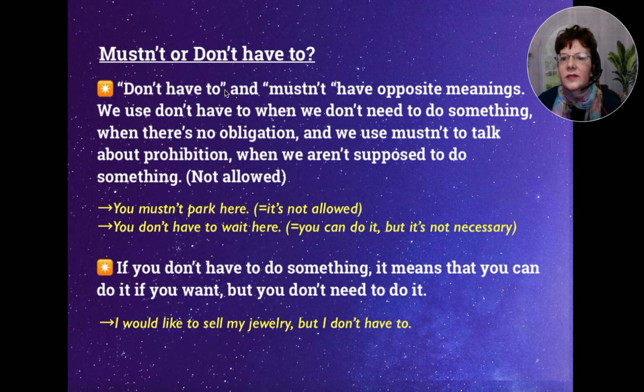Okay. Must or don't have to. Or, I mean, mustn't. Sorry. Okay. Don't have to and mustn't have opposite meanings. We use don't have to when we don't need to do something, when there's no obligation. And we use mustn't to talk about prohibition, prohibiting something, when we aren't supposed to do something. So it's not allowed. Okay, a couple examples. You mustn't park here. Now it means it's not allowed. And then you don't have to wait here. Okay, so this means basically you can do it, but it's not necessary.